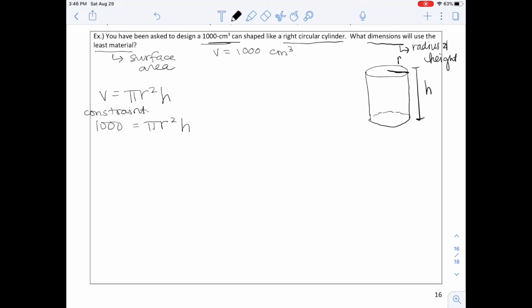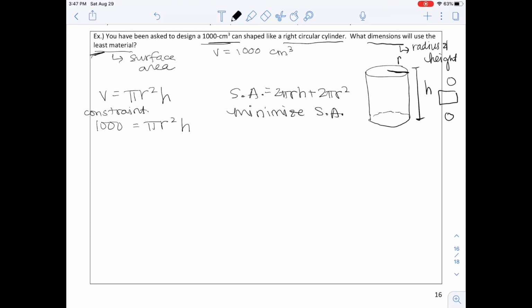We are also asked to maximize or minimize something, and this one we want the least amount of material, so we're actually going to want to minimize that. In our surface area, if you were to open up the can, you would have two circles, one on the top and one on the bottom, and then that center part would have rolled out and it would have been a rectangle. So the surface area that we have is equal to 2 pi r h plus 2 pi r squared. And we want to minimize this. So we want to minimize our surface area.